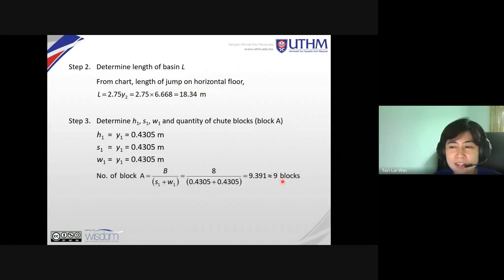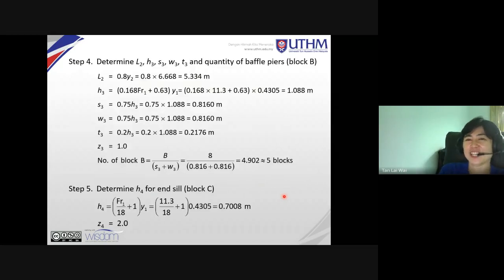You should round it up because if you are going to build 9.3 blocks, how are you going to build another 0.391 blocks? So it must be a round number. Then block B. Similarly, you utilize all the equations. The length between block A and B is 0.8y2. You have there 5.334.